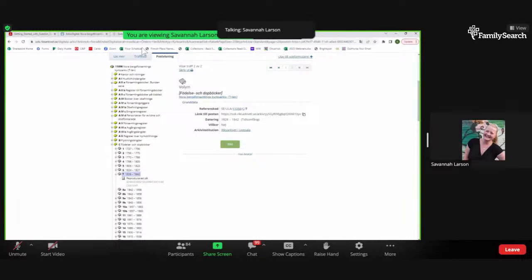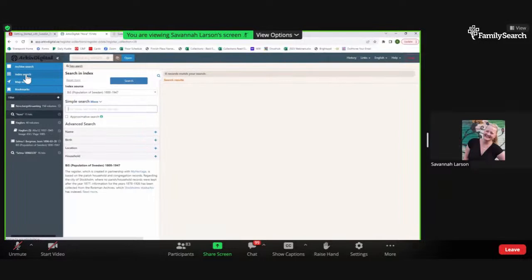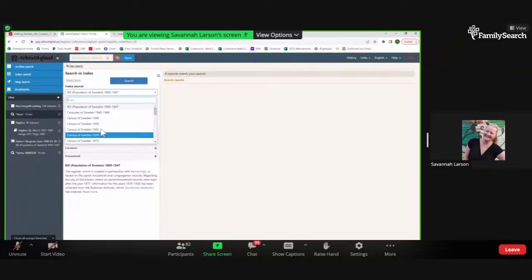Recent ones. So the collection for Archive Digital goes all the way up until household exams stopped, or until the household records stopped. I would definitely go with Archive Digital if you're looking for late, just because it's going to be the easiest to use. After 1847, if you're looking later than that, Archive Digital also has censuses in 1880, 1890, all the way to 1990. So you can get censuses for people in Sweden all the way up to 1990.